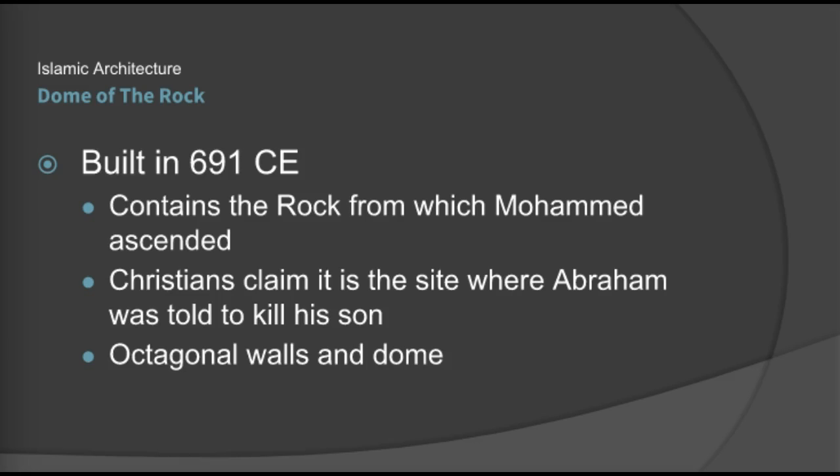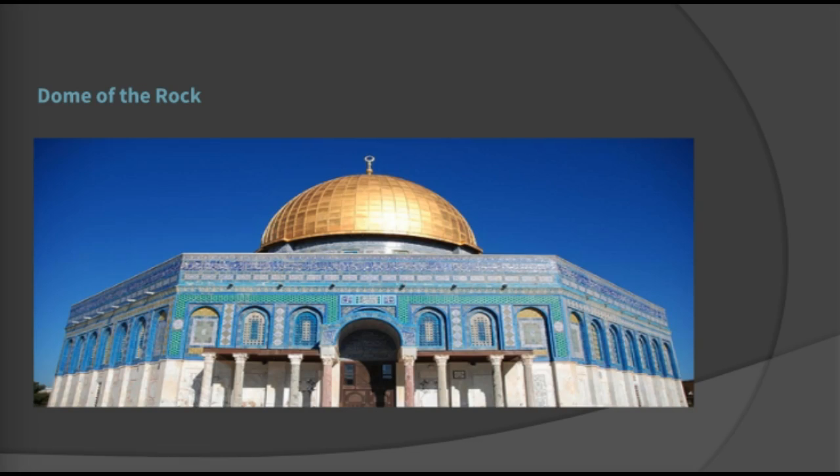The Dome of the Rock specifically is one of these buildings. It was built in 691 CE. It contains the rock from which Muhammad ascended. Christians claim it is the site where Abraham was told to kill his son, and it has octagonal walls and a dome.